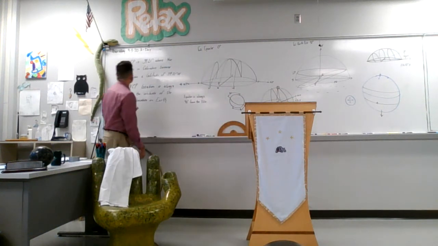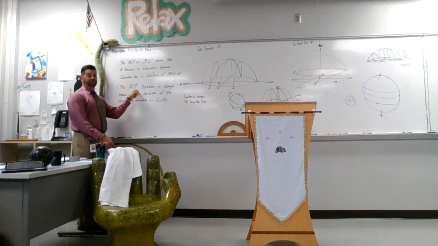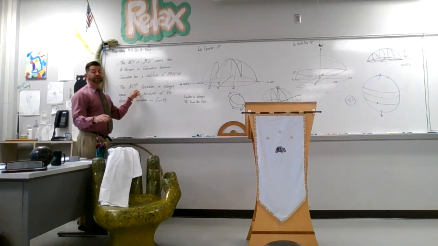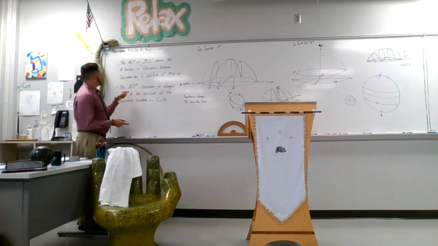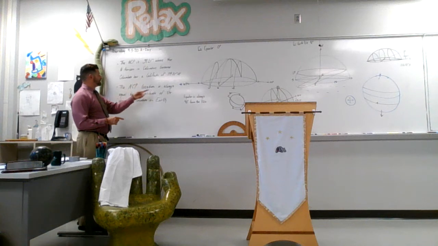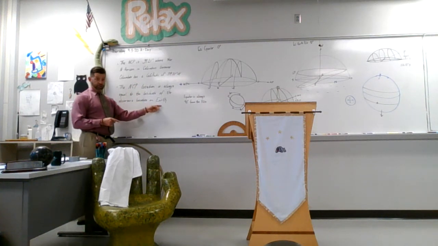So, here's the trick with the North Celestial Pole. When you start these diagrams, this is the way to start: always look for your North Celestial Pole first. The North Celestial Pole location is always equal to the latitude of the observer's location on Earth.